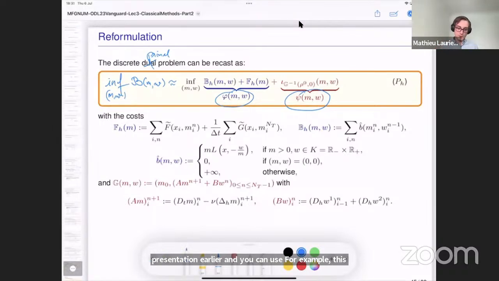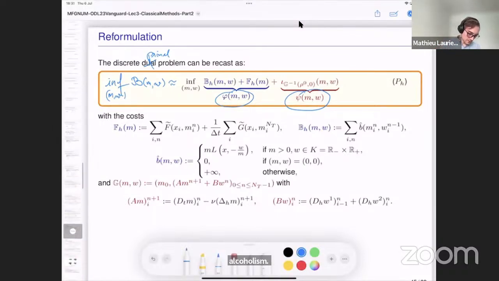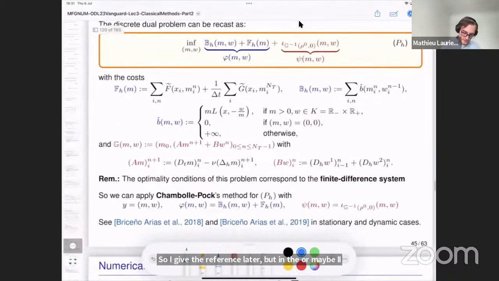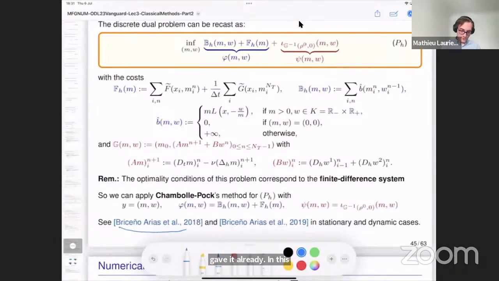And you can use several other algorithms. I give the reference later, or maybe I gave it already, in this paper of Briceño Arias, Francisco Silva and Dante Kalise. There are several other algorithms based on the same intuition of primal dual problems that are described.